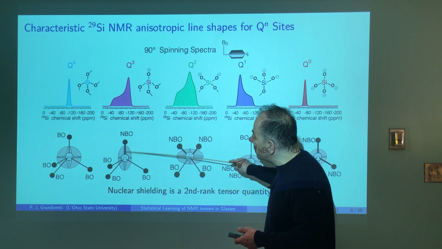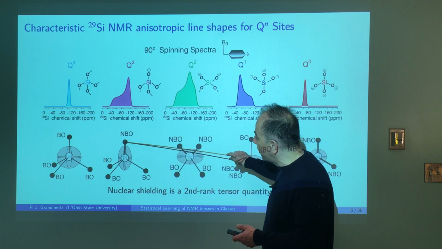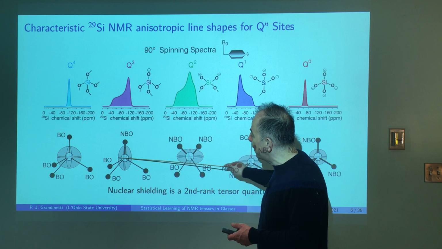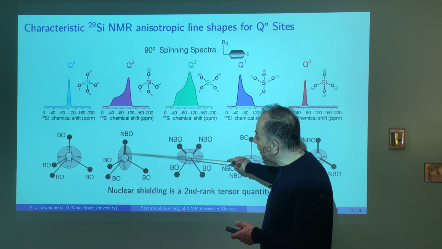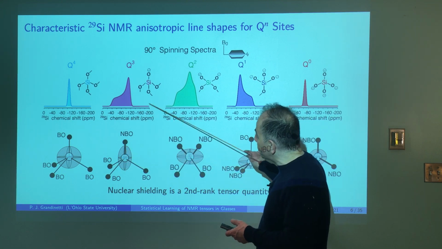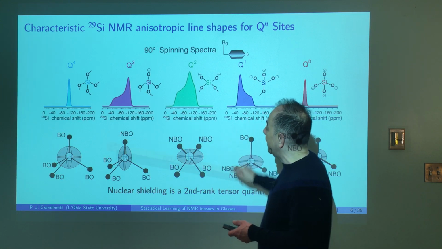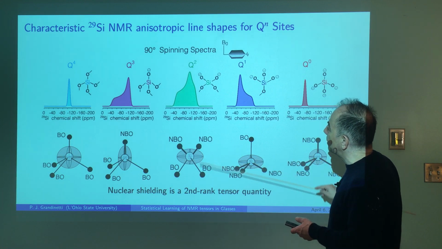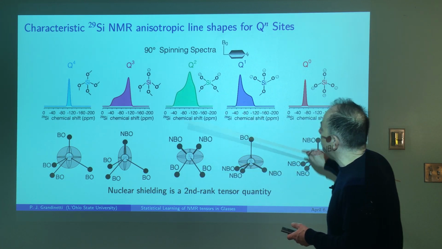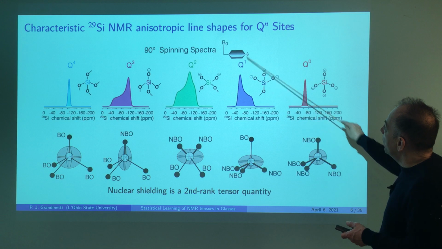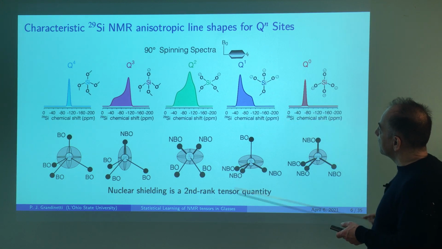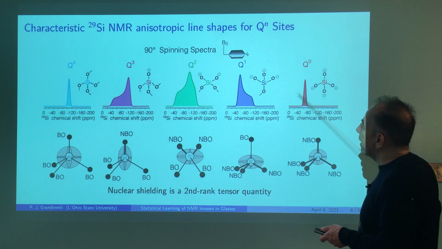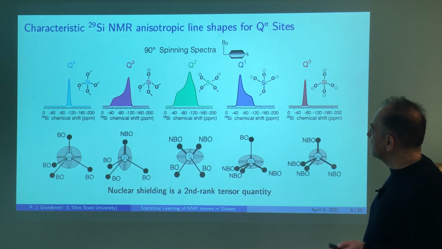Here they're all non-bridging, here they're all bridging. But once one of those bonds changes in length, so the NBO, the non-bridging oxygen bond, is shorter in a Q3 than the bridging oxygens, that causes an increase in shielding along that bond direction, and that leads to an anisotropy pattern like this one. When you have 2 non-bridging oxygens, you get a pattern like this, which is what a Q2 looks like, and here's what the Q1 looks like at 90 degrees. And so this gives us another way of trying to characterize these different sites.